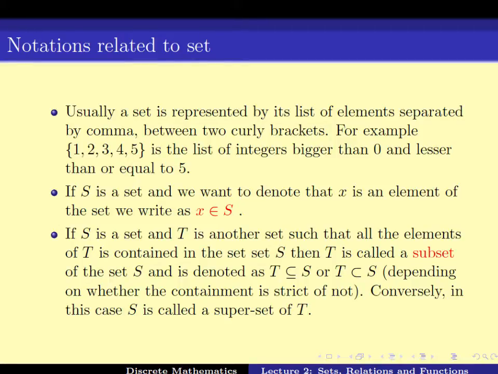Now if S is a set, I can take a subset of this S by taking some elements out of this set S. So if T is such a set that every element of T is contained inside S also, then we say that T is a subset of S. And it is usually denoted by this notation, T contained in S. Or sometimes this notation without the equality sign below is used, which means that T is strictly contained in S. This means that there is at least one element in S that is not contained in T. Conversely, in this case, S is called a superset of T.